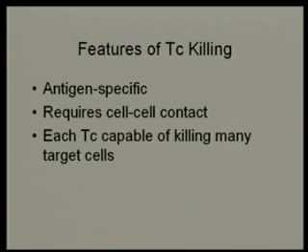Interestingly, each T cell is capable of killing many targets. So if a T cell goes in, finds the target expressing the right peptide, it can kill that target. Once it kills that target, it can go on to kill another target. They're very efficient at killing.